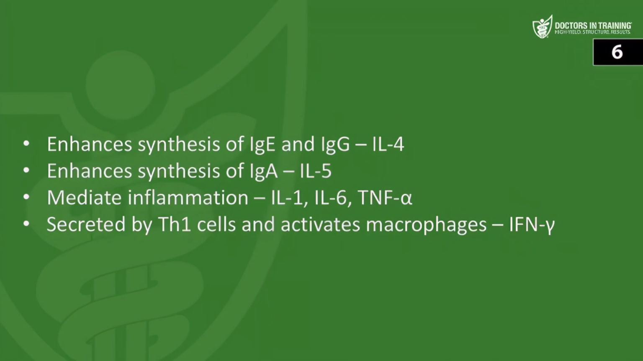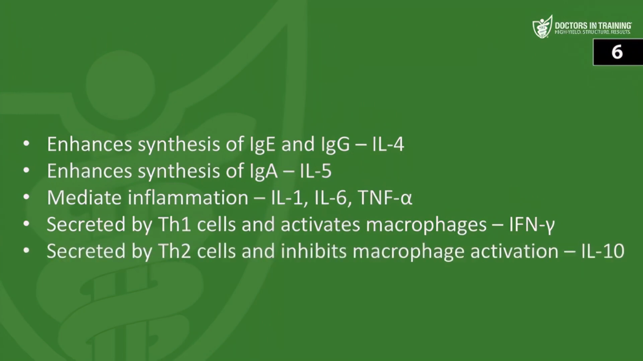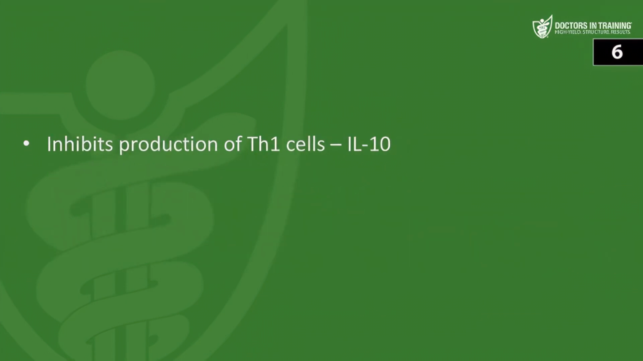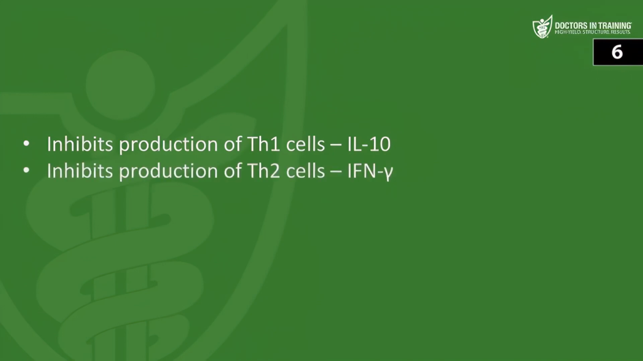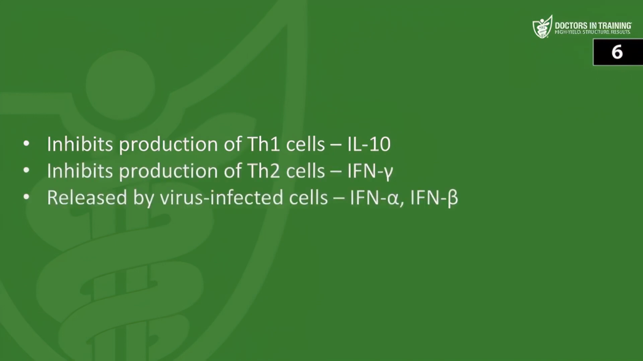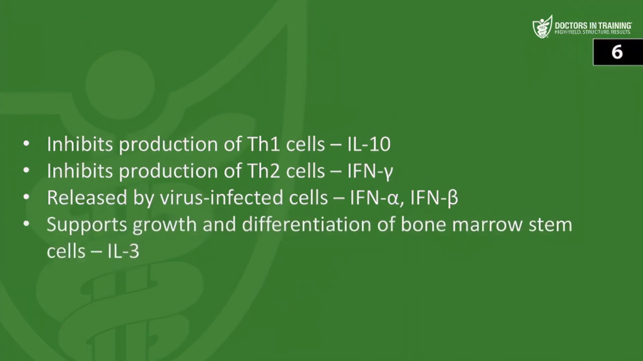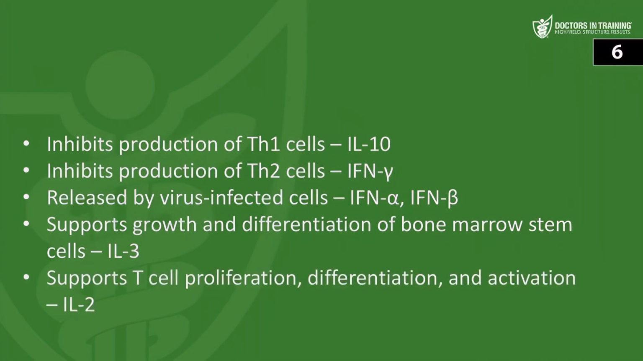Secreted by T helper 1 cells and activates macrophages, that's interferon gamma. Make sure you know that interferon gamma is the macrophage activating cytokine. Secreted by T helper 2 cells and inhibits macrophage activation is IL-10. Inhibits production of T helper 1 cells is IL-10. Inhibits production of T helper 2 cells is interferon gamma. Released by virus-infected cells, that's interferon alpha and interferon beta. Supports growth and differentiation of bone marrow stem cells, that's IL-3, or that's the bone in hot T-bone steak. And then supports T-cell proliferation, differentiation, and activation, that's IL-2. Remember, that's the T in hot T-bone steak.